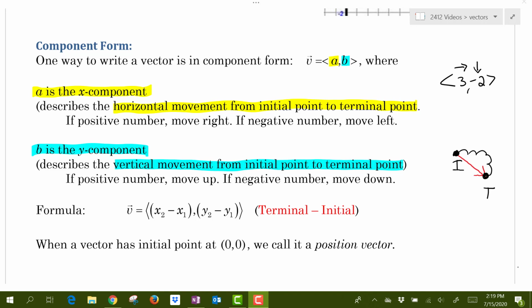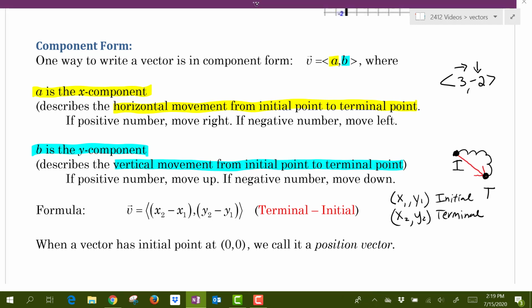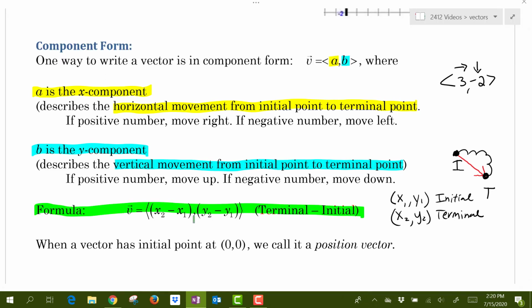So let's say that we are given the coordinates of the initial point and the terminal point. So we'll use x1, y1 to represent the coordinates of the initial point. We use x2, y2 to represent the coordinates of the terminal point. If we know the coordinates of the initial and terminal point, then we have a formula that can help us find the component form of that vector. To find the horizontal component, we're going to take the x value of the terminal point and subtract off the x value of the initial point. To find that vertical component, we're going to take the y value of the terminal point and subtract off the y value of the initial point.